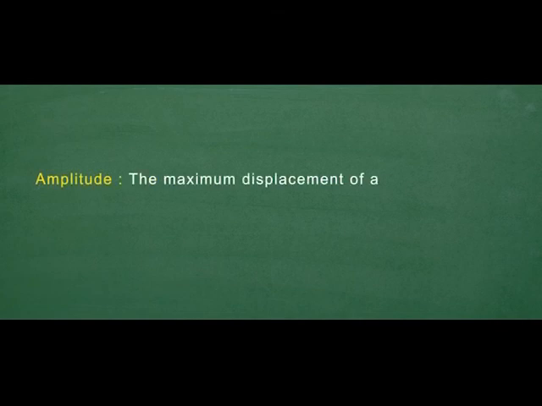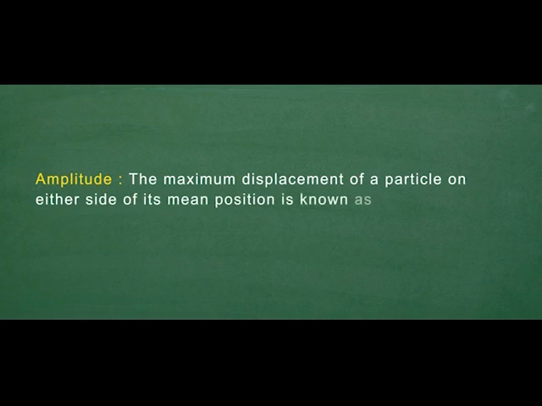Now let's move on to the next term, amplitude. What do you mean by amplitude? The maximum displacement is what is referred to as amplitude. Let's read the definition once again. Amplitude, the maximum displacement of a particle on either side of its mean position, is known as amplitude. Its symbol is A.